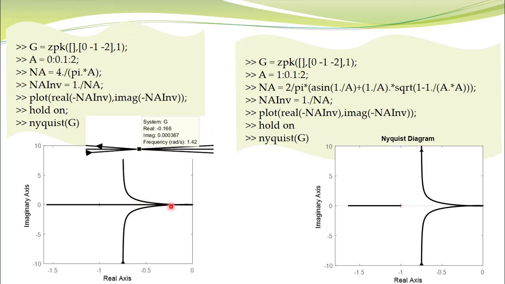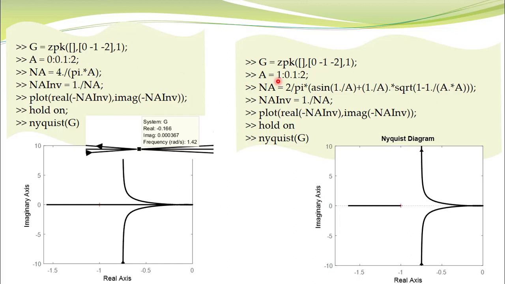Here I have simply magnified this region, and we see that the two graphs intersect each other at this point, which corresponds to a frequency of 1.42. That is, a limit cycle exists in this particular system. And here is the plot using MATLAB for the second nonlinearity, that is the saturation nonlinearity. All the steps are the same. Here the difference is that a starts from 1 up to 2. Why this value 1? Here it was 0 and here it is 1.